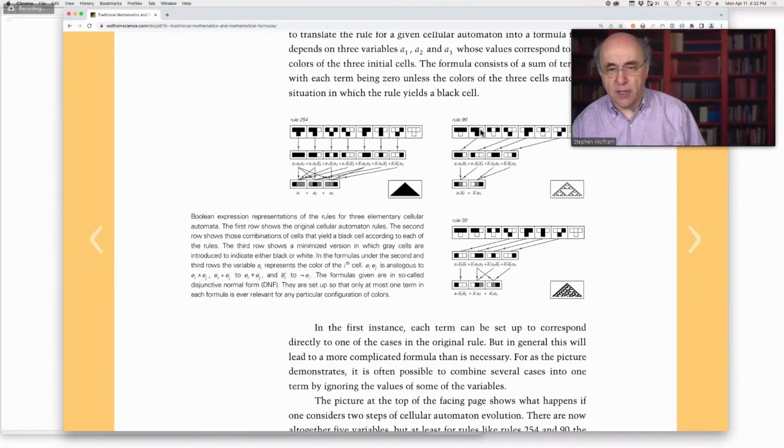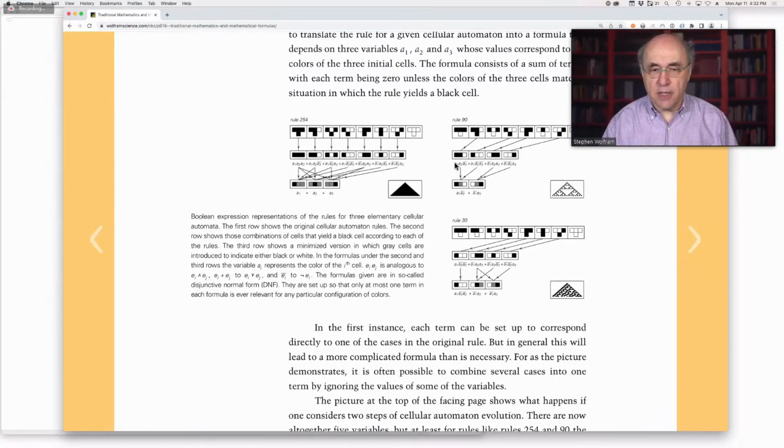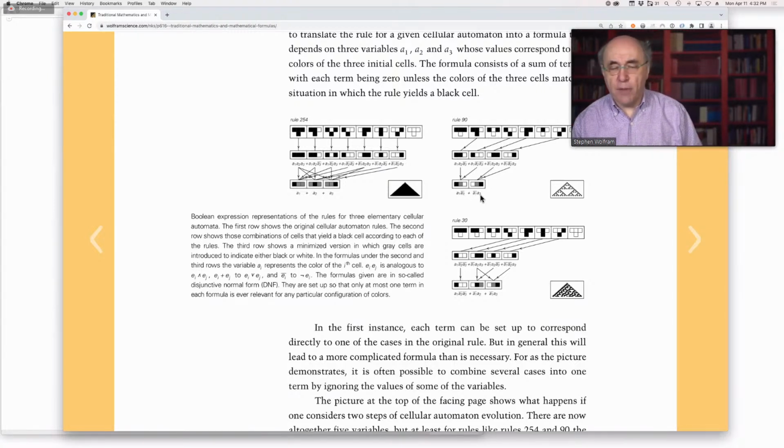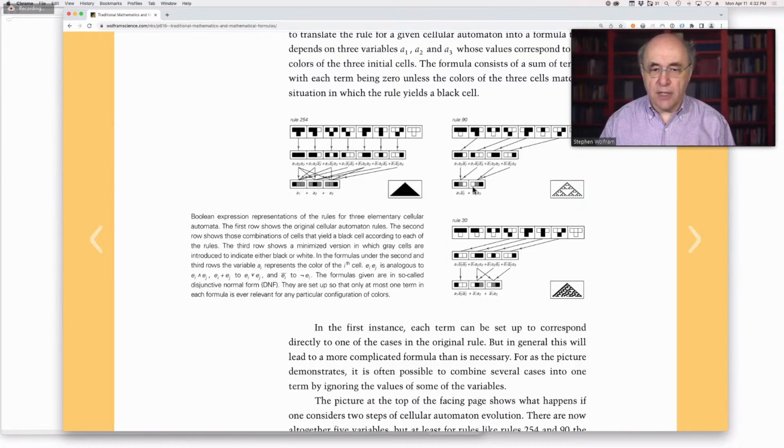Or if we write that out in terms of pure and, or, not, it's a slightly more complicated formula, which tells us that in fact this is the final formula, A1 A3 bar plus A1 bar A3. That formula is the operation of rule 90. So we can see in terms of and, or, not, that's rule 30 there. It's a rather simple formula.